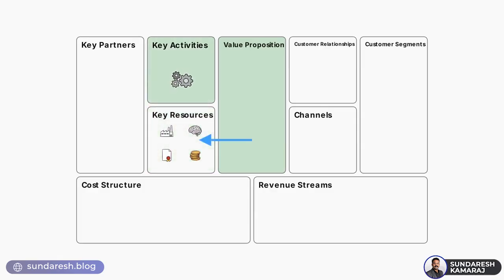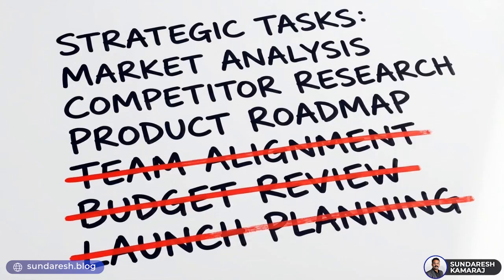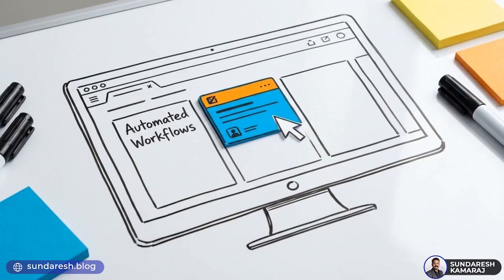Step 8 defines your key activities. These are the most critical actions the business must perform daily to operate successfully and maintain its competitive advantage. Review your list and remove any activity that does not directly support the delivery of your value proposition. If it doesn't create value, it should be automated or delegated.